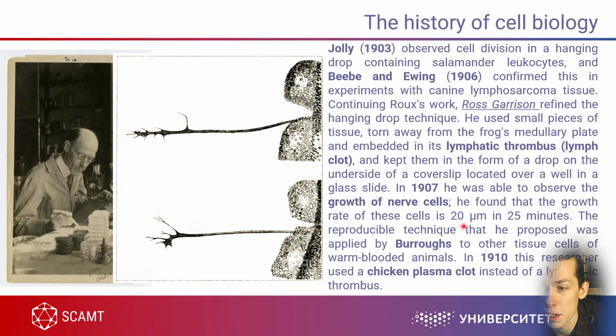And considering the length of the experiment, like half an hour, maybe hours in some cases, and the growth of these neurons, it was not easy to draw everything. But already more than 100 years ago, scientists succeeded in producing such experiments. There were also other types of experiments. For example, Burrows in the 1910s used a chicken plasma clot instead of lymphatic thrombus, and so on.